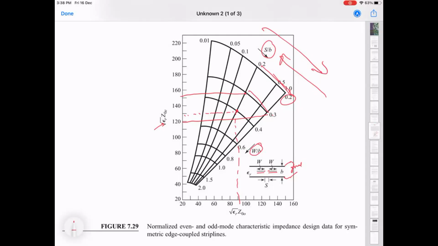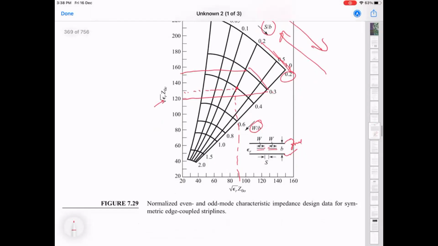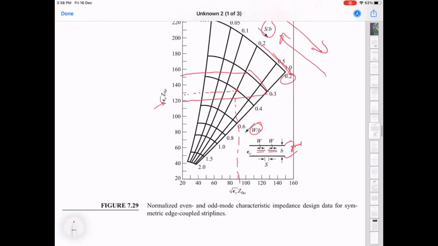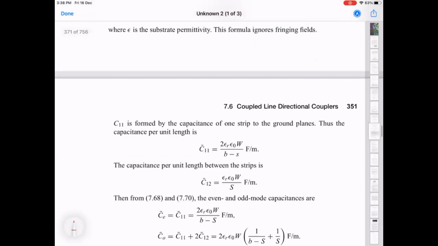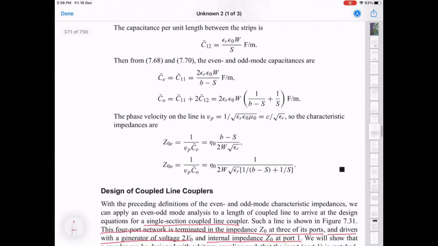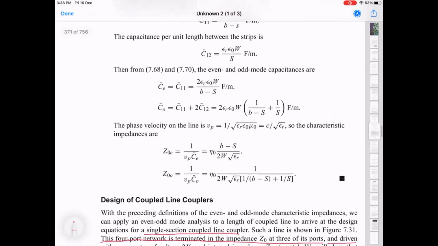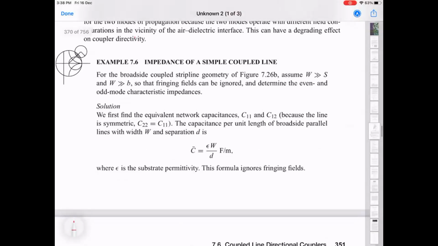Not fringing effects. I mean, all of this analysis is supposed to ignore or at least assume identical fringing on both sides. This is basically because of the interaction between the two transmission lines. Maybe this example might answer that question.